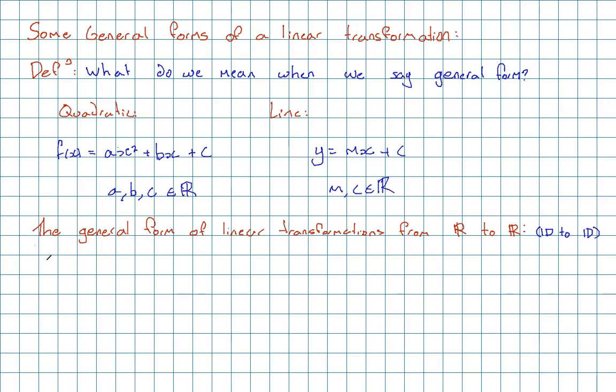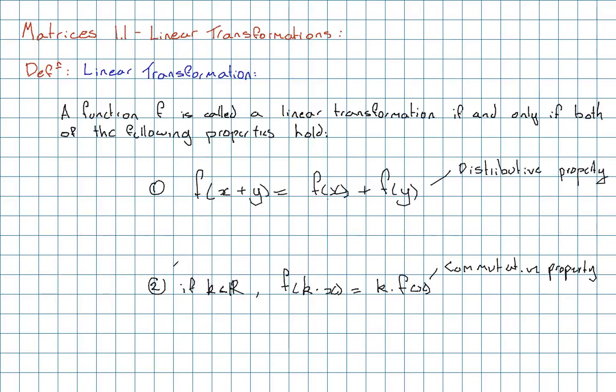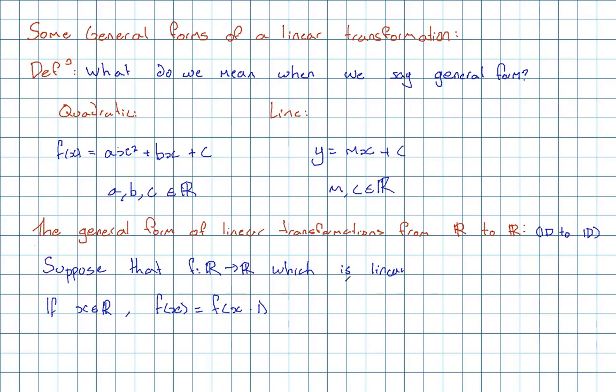So let's suppose that f is a function from the real numbers to the real numbers, which is linear. So that f is a linear transformation. Well, if we know that, then if x is some real number, then f of x is going to be equal to f of x times 1. And remember, if we look back at the second property, the commutative property, then we can just pull this x outside the front of the f, just like we did here. And so that means that that is equal to x times f of 1.